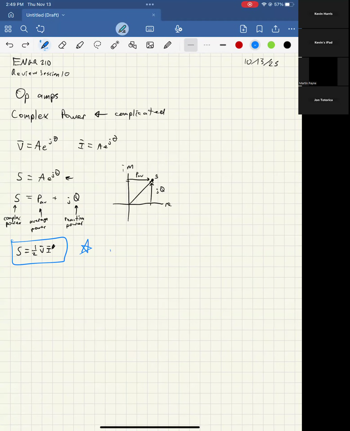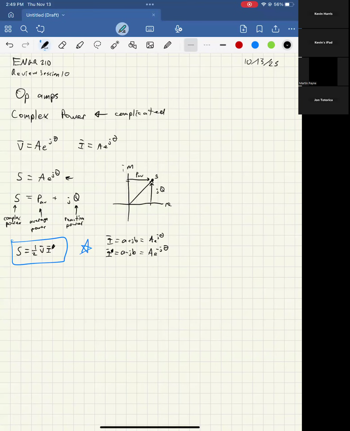Just as a reminder, if I equals a plus jb or like A e to the j theta, then I conjugate is going to be equal to a minus jb, which is the same, I think, as A e to the... no, it's not the same. I don't know if you can just relate the angle like that. I don't think it's negative theta. Is it? Yeah, it is. Okay, yeah.